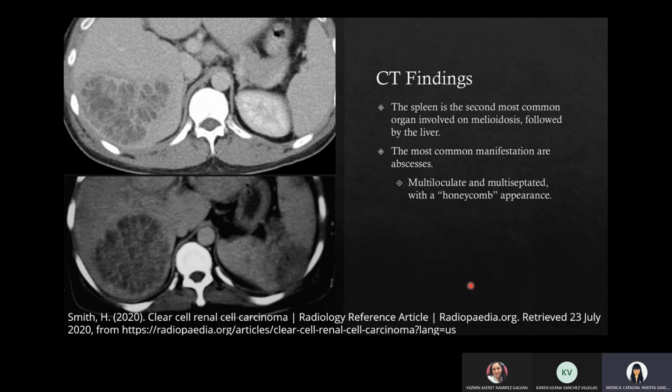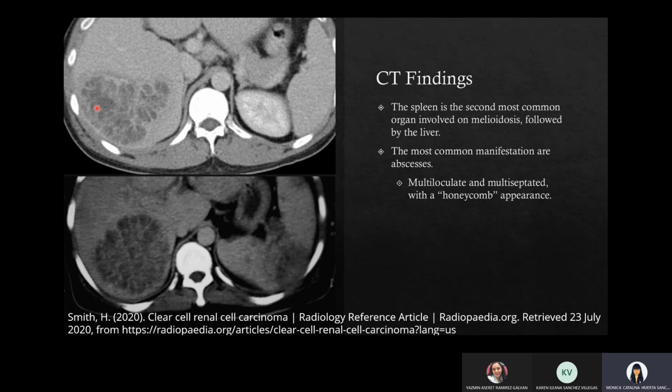So melioidosis can also occur in visceral organs in the abdomen, most commonly in the spleen and the liver, and it can also occur, although far less commonly, in the pancreas, the kidney, and the prostate gland, virtually any organ. The most common manifestations are abscesses, and they can be in the form of a single large abscess or numerous microabscesses that can affect both hepatic lobes or the spleen, as we already said earlier.